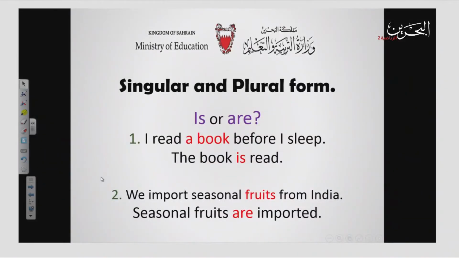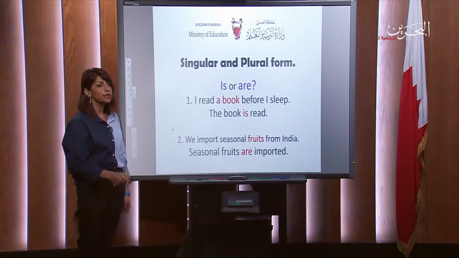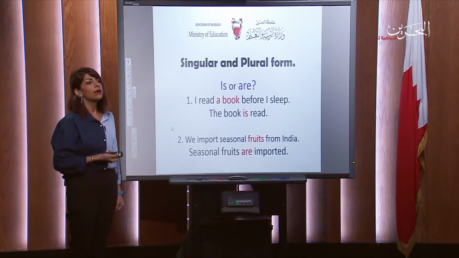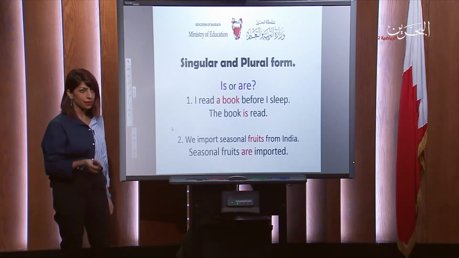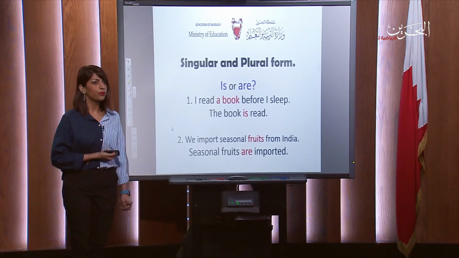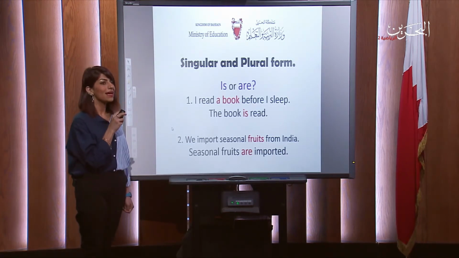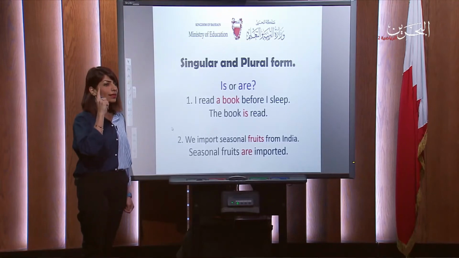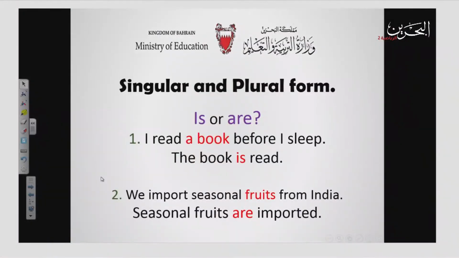Now, let's move to the second objective, which is is or are. And I'm sure that you have previously taken this, but we need to emphasize it in order to read it or say it or write it well. I mean the passive tense. Now, let's see. For example, I read a book before I sleep. What is the object? It's a book, which means it is one. It is singular. So, when it comes to passive, I say the book. I start with the object itself. Is read. Why did I choose is? Why didn't I say are? Because here I'm concentrating on the book, and the book is singular.